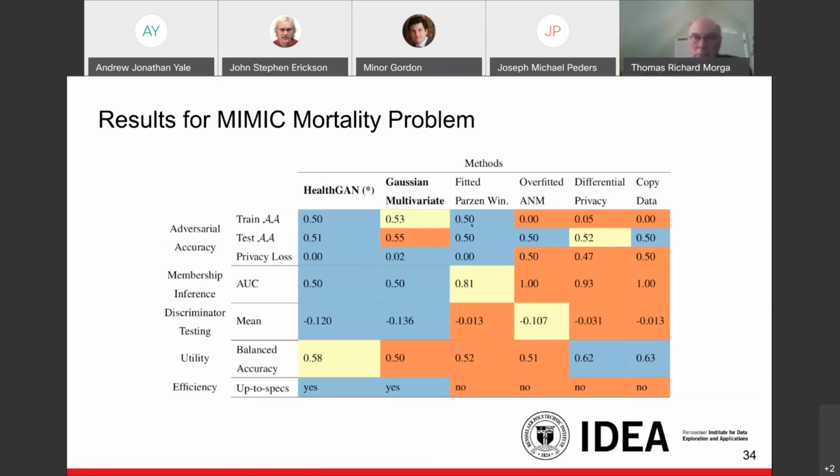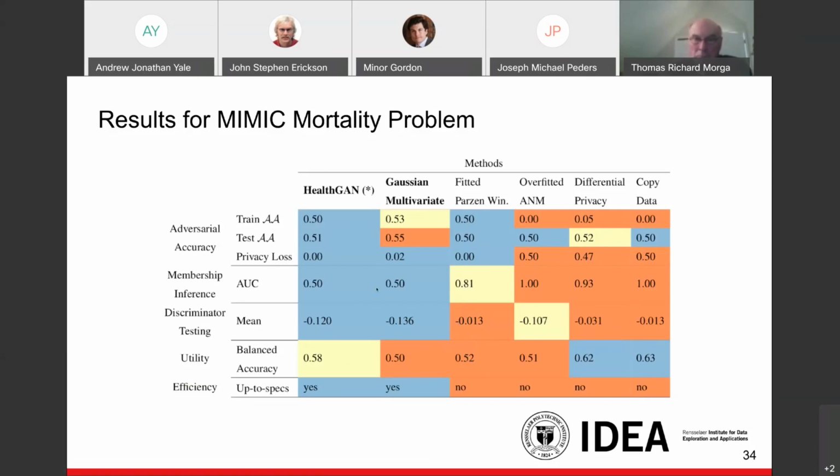With the fitted partisan windows method, we start to see a better privacy preserving method. So we see this 0.5 and 0.5 and 0.0. So we see that privacy loss that we want to see around 0. But with the partisan windows, you can actually still differentiate between the training and the testing data. We can see that both in the membership inference, where we're getting a 0.81, as well as with the discriminator testing, where we're getting a value very close or at the same as the training data. But we do this without even achieving that high of a balanced accuracy.